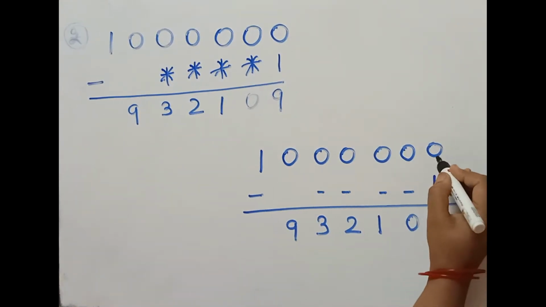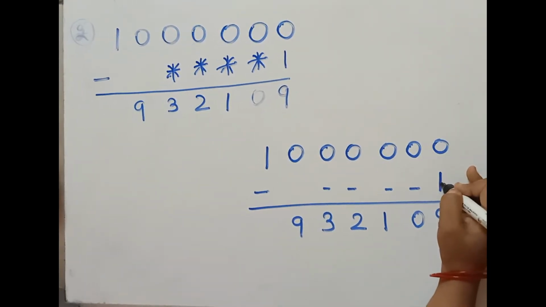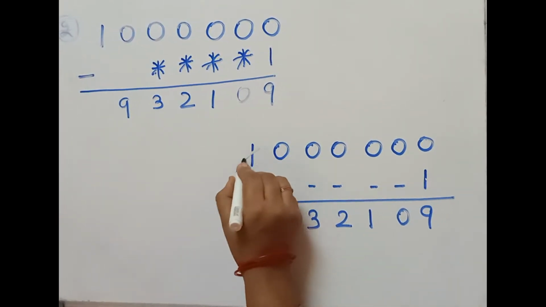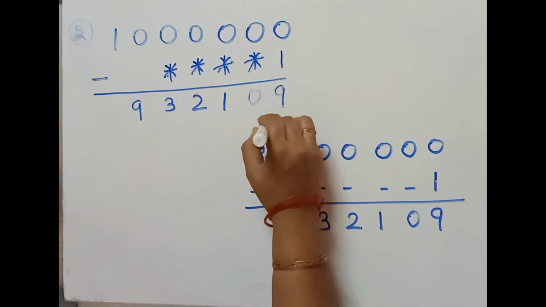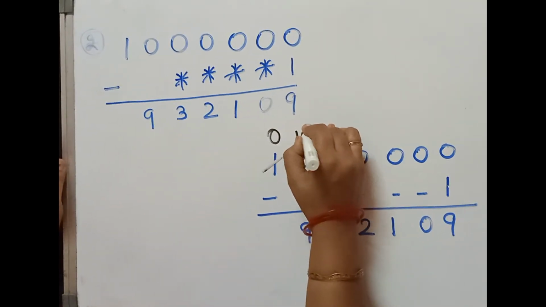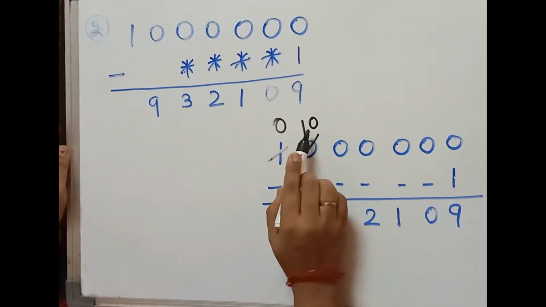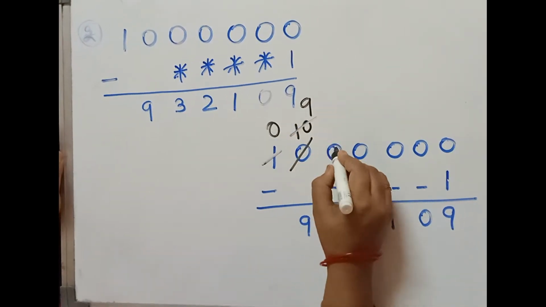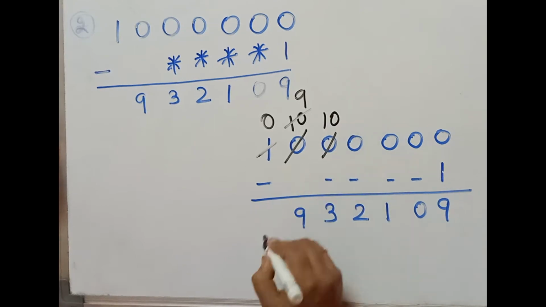So first here 0 is there. So I am not able to subtract 1. So what do I have to take? I have to take a number from the 1. So 1 becomes 0 and 0 becomes 10. Now again this digit will give to this 0, so it will become 9 and this will become 10.